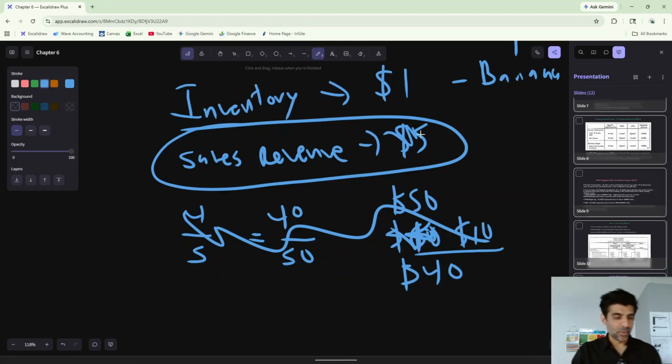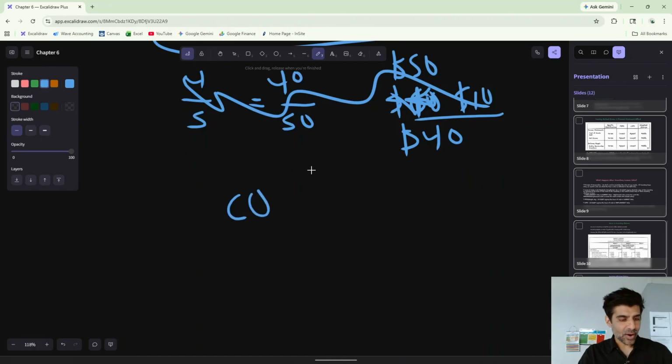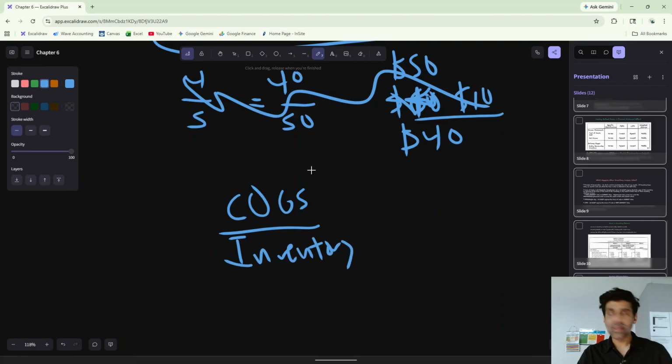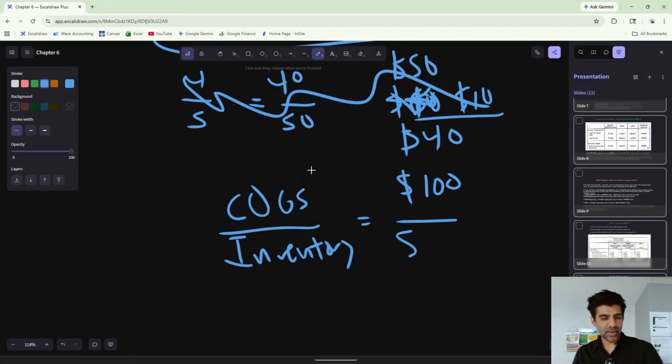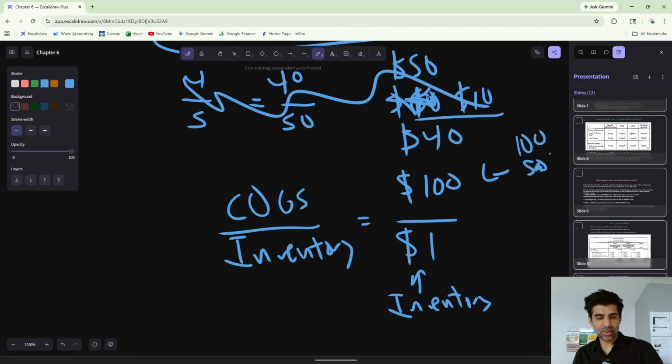100, right? So what this is trying to see is cost of goods sold divided by your inventory is going to give you a sense of how many times you have turned that inventory over to generate sales. Okay, so in this case, it would be 100 over $1. This is my inventory of one banana. This would represent the 100 I sold. So that means that I turned over my inventory 100 times.